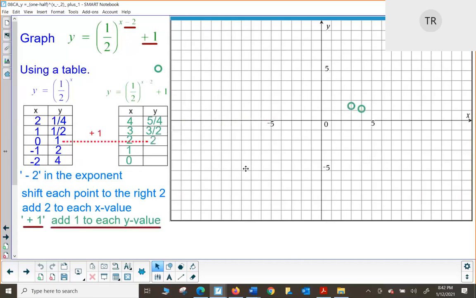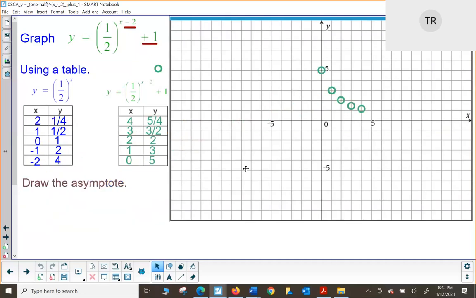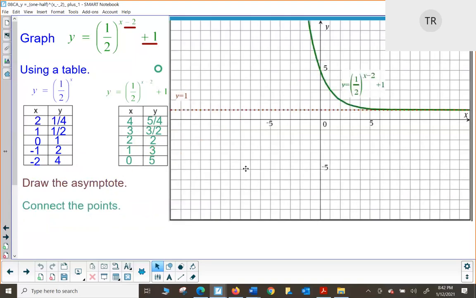So I'll just go ahead and do what it says to do: make the table, plot the 5 points. But I also need to draw the asymptote, so I have to understand where that's going to be. And it comes from that +1 at y = 1. And then we connect the points and compare it to the parent function.